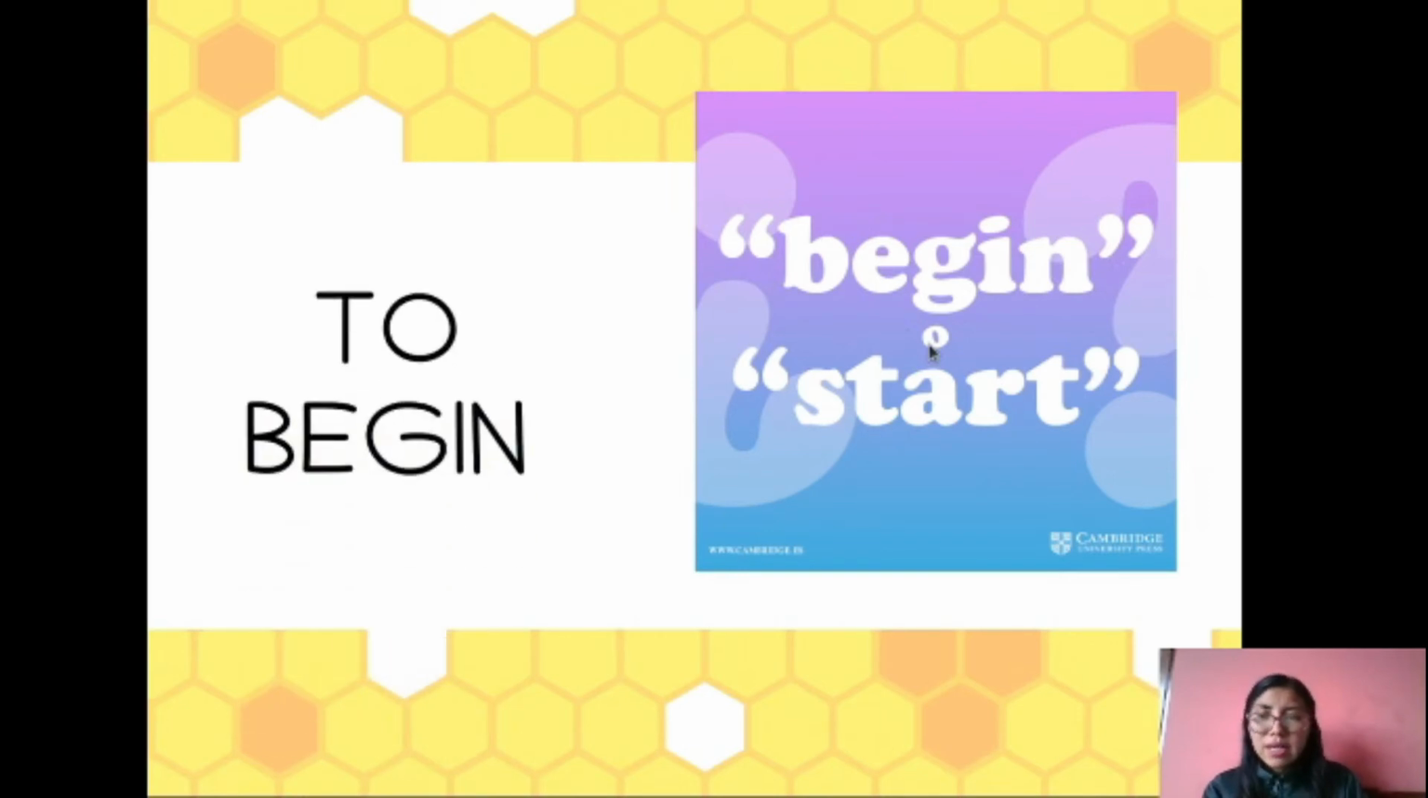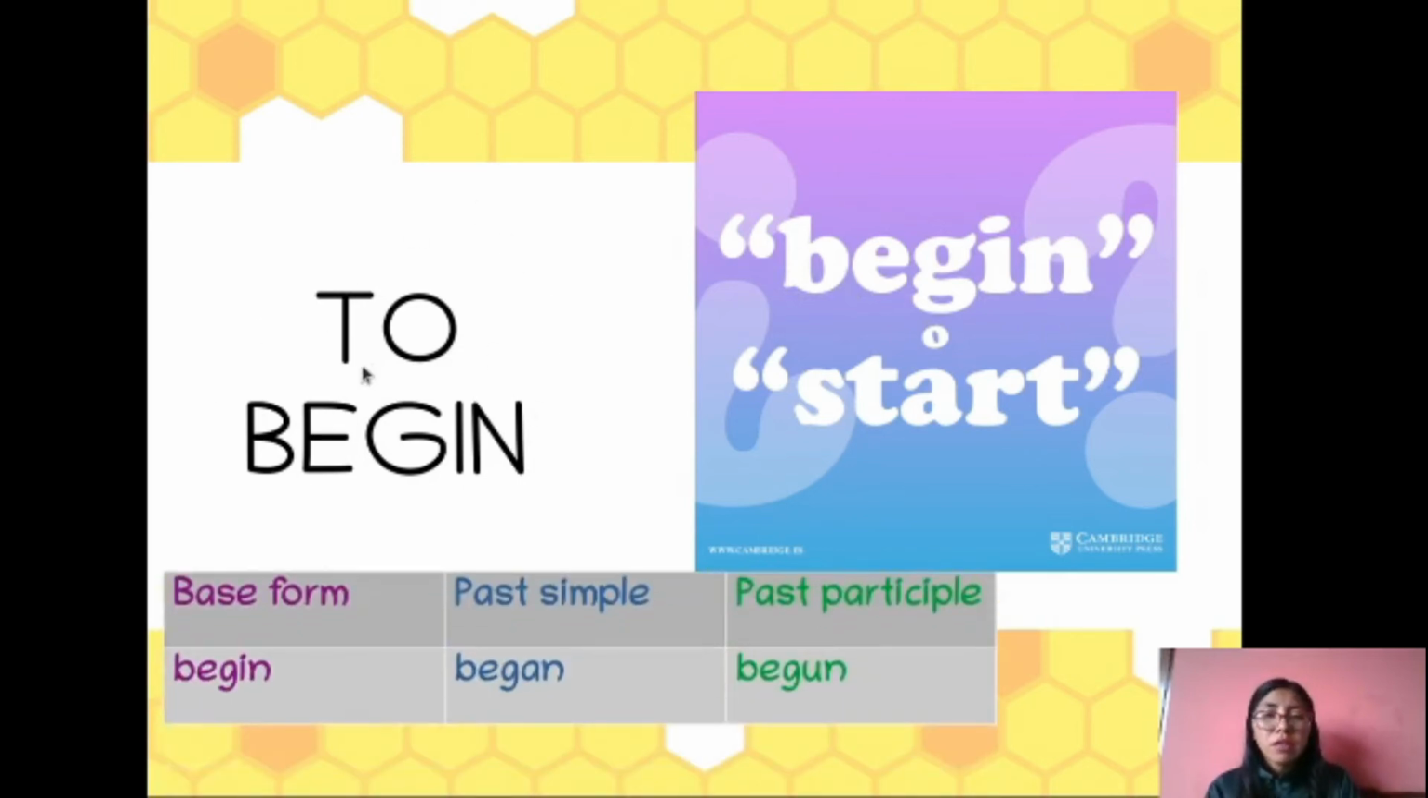Begin or start. Okay, if you don't know the meaning of begin, you can see that image. Okay, begin is a synonym of start. Start es el sinónimo, okay, de begin. And that is the same. We have the infinitive form to begin, the base form begin, past simple began, and past participle begun. Okay, for example, I am going to use the base form in the present. That is, I begin to do my homework. Okay, or I start to do my homework. That is the same.